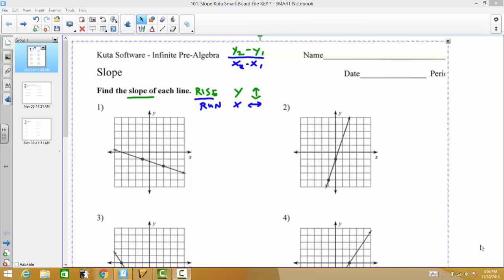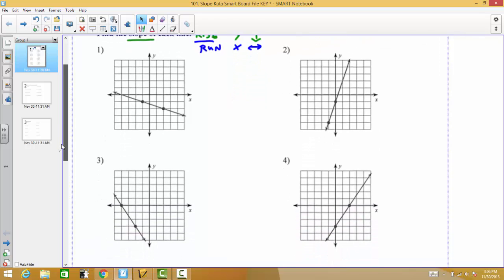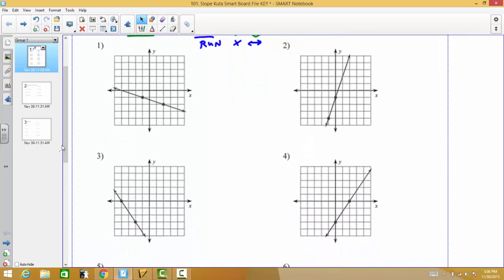So we're so lucky that 2 points are given. If you didn't have 2 points given, you would want to find 2 places where the line crosses the axis perfectly, or the grid perfectly. And then you are going to find your run, and that's 3, and your rise. So this is down 1 over 3. So your slope is negative 1/3.